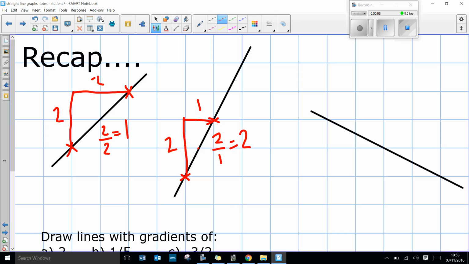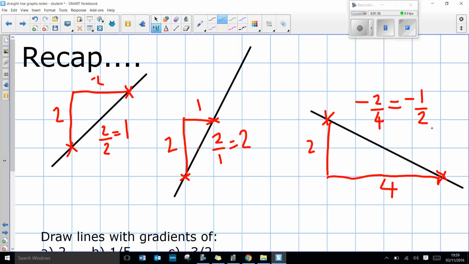This one, I've chosen this point here and this point here. To get from one to the other, my rise is 1, 2, and my run is 1, 2, 3, 4. But I notice that this is a downhill sloping gradient, so I know it has to be negative 2 over 4. I know that 2 over 4 can be simplified to give 1 over 2. So that's establishing a gradient from a given line.